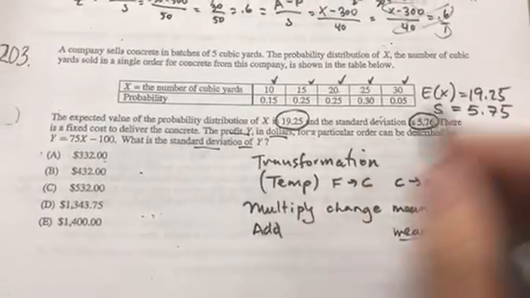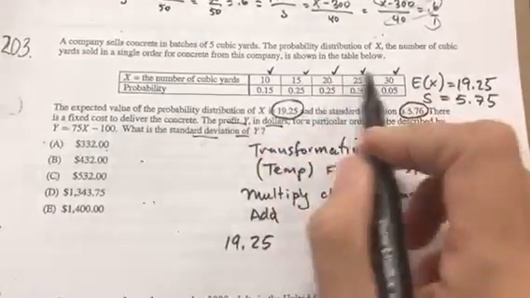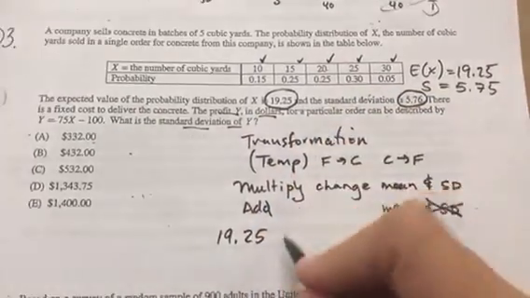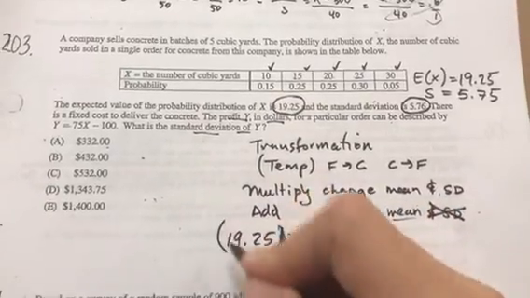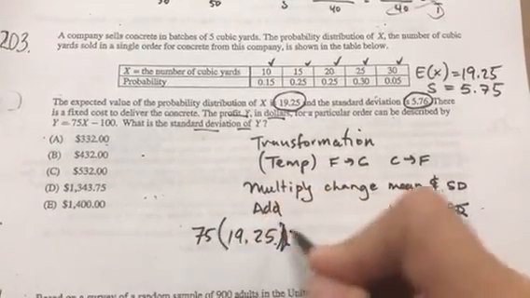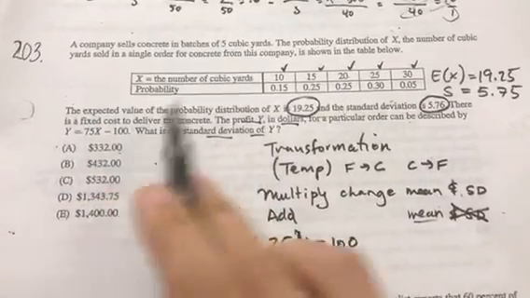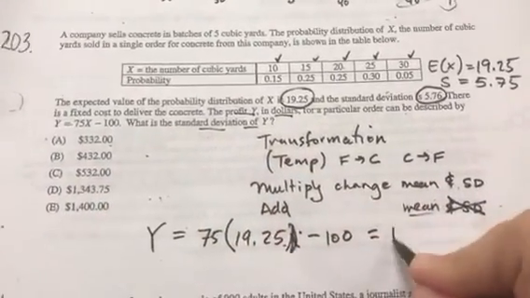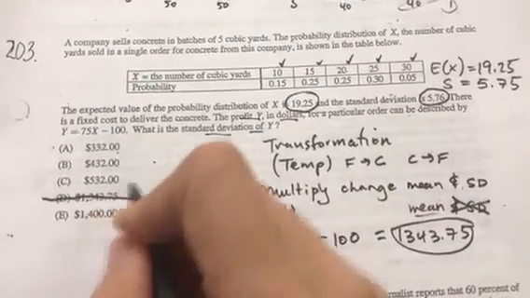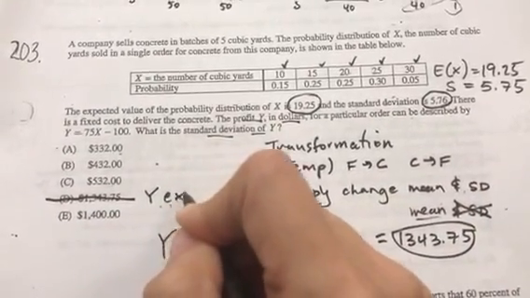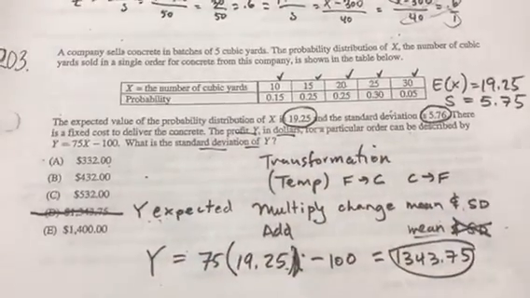So if we expect to sell, on average, 19.25 cubic yards of stuff, and if we multiplied that, our expected X value, by 75, and we subtract 100, this is our expected profit. And when I do that, I get $1343.75. And so this question D is actually why my expected profit is. That's not what they asked, though. They asked for the standard deviation.